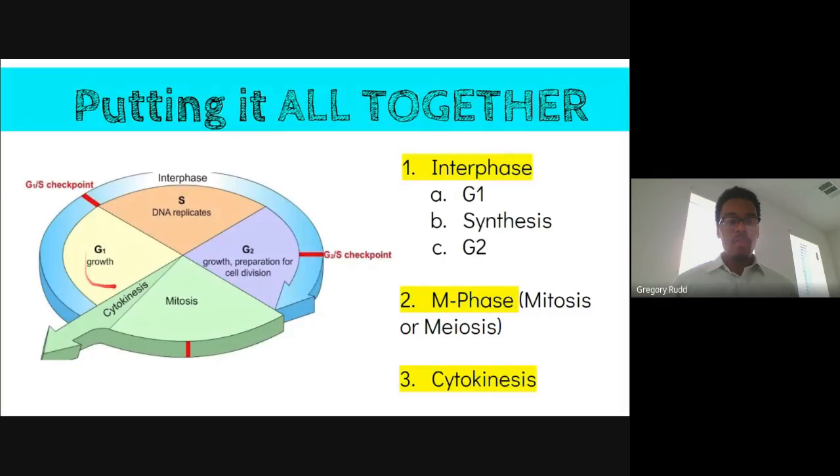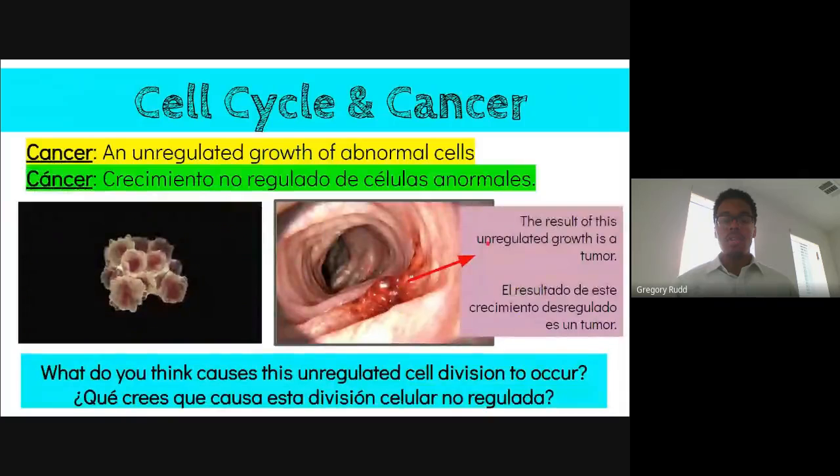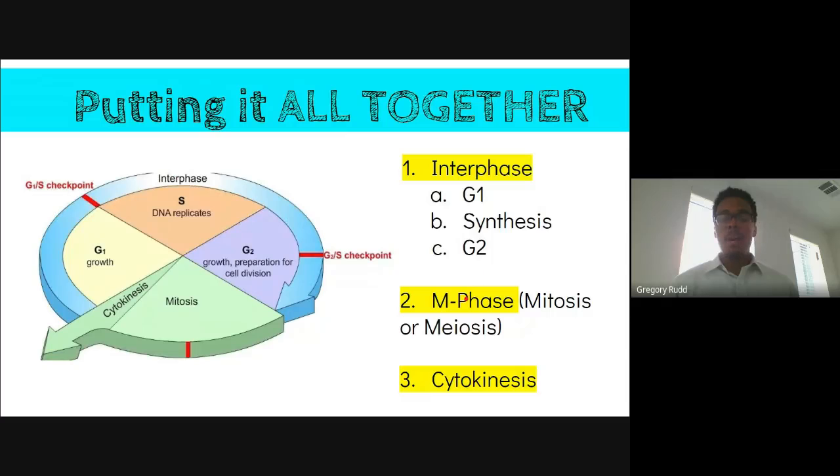G1 is a period of growth. Synthesis is the period when the DNA is replicated, and G2 is another period of growth. All right, so those are the three steps of interphase, G1, S, G2. Then we have M phase. M phase is mitosis or meiosis. And lastly, we've got cytokinesis, which is when the cells move apart.